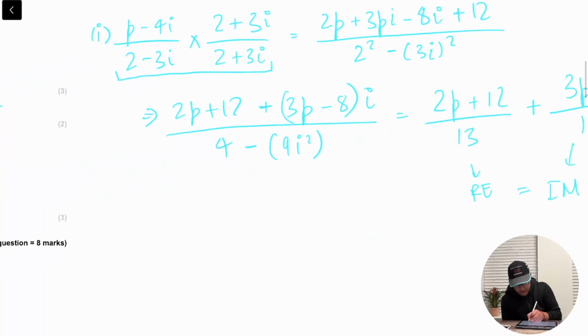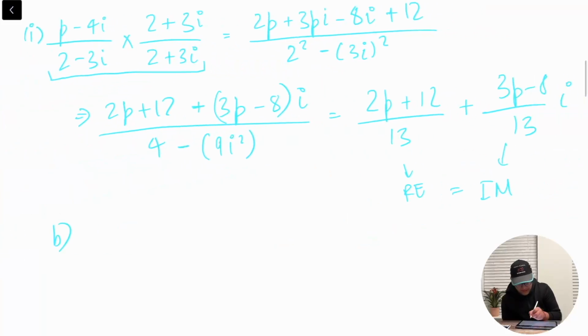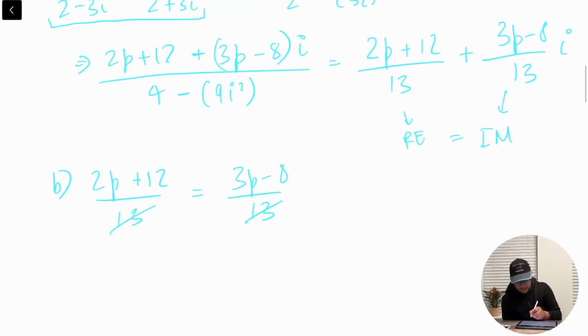So for part B, we can just solve for p using 2p plus 12 over 13 equals 3p minus 8 over 13, right? The 13s cancel out. This just gives us p equals 20 once you simplify. So that's what p is. P is 20.